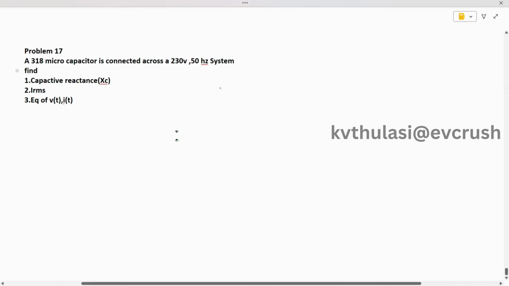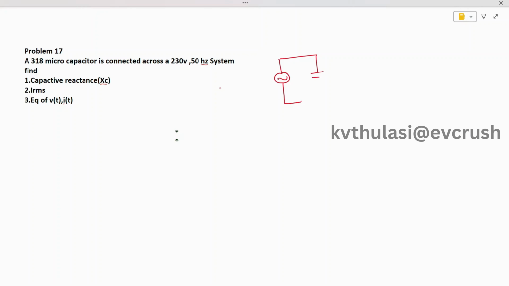Today we are going to solve this problem number 17. The given problem is a 318 microfarad capacitor connected to a 230 volts supply with 50 Hz. Let's first draw the diagram. Here you can see we have a sinusoidal supply given to a capacitor. The value of the given capacitor is 318 microfarad.